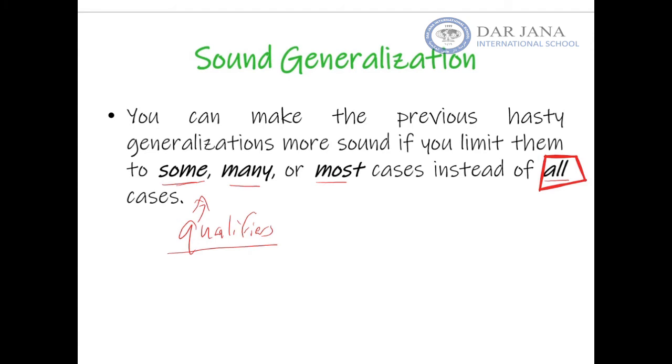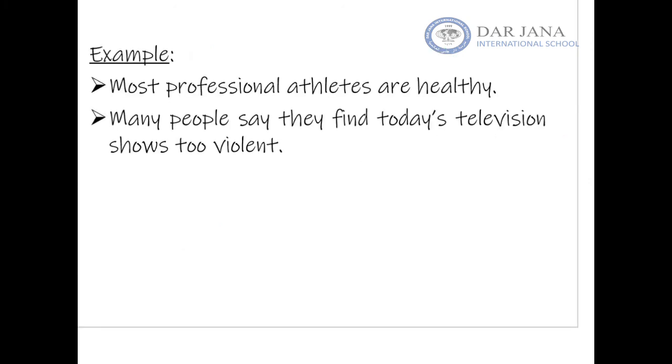So let's look at an example of how to fix the hasty generalization. In the case of professional athletes, before, we had the hasty generalization, all professional athletes are healthy. In this case, to fix it, we have to say most professional athletes are healthy. And it's easy to actually prove it using evidence, facts, and even your experience if you can. In the second example we can say many people say that they find today's television shows too violent. Notice that I'm not saying that, I'm saying that many people say that. Notice that I'm just using the gradualism of generalization.